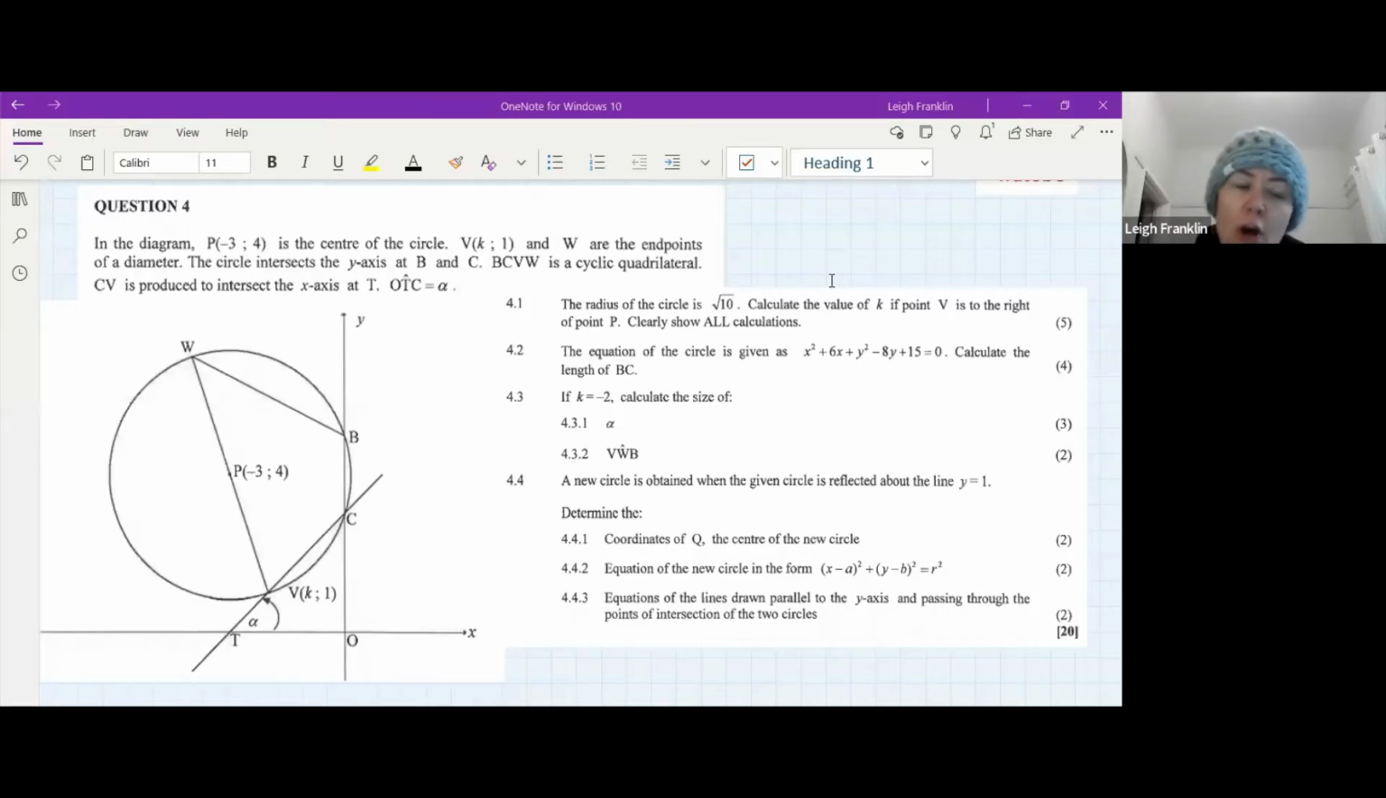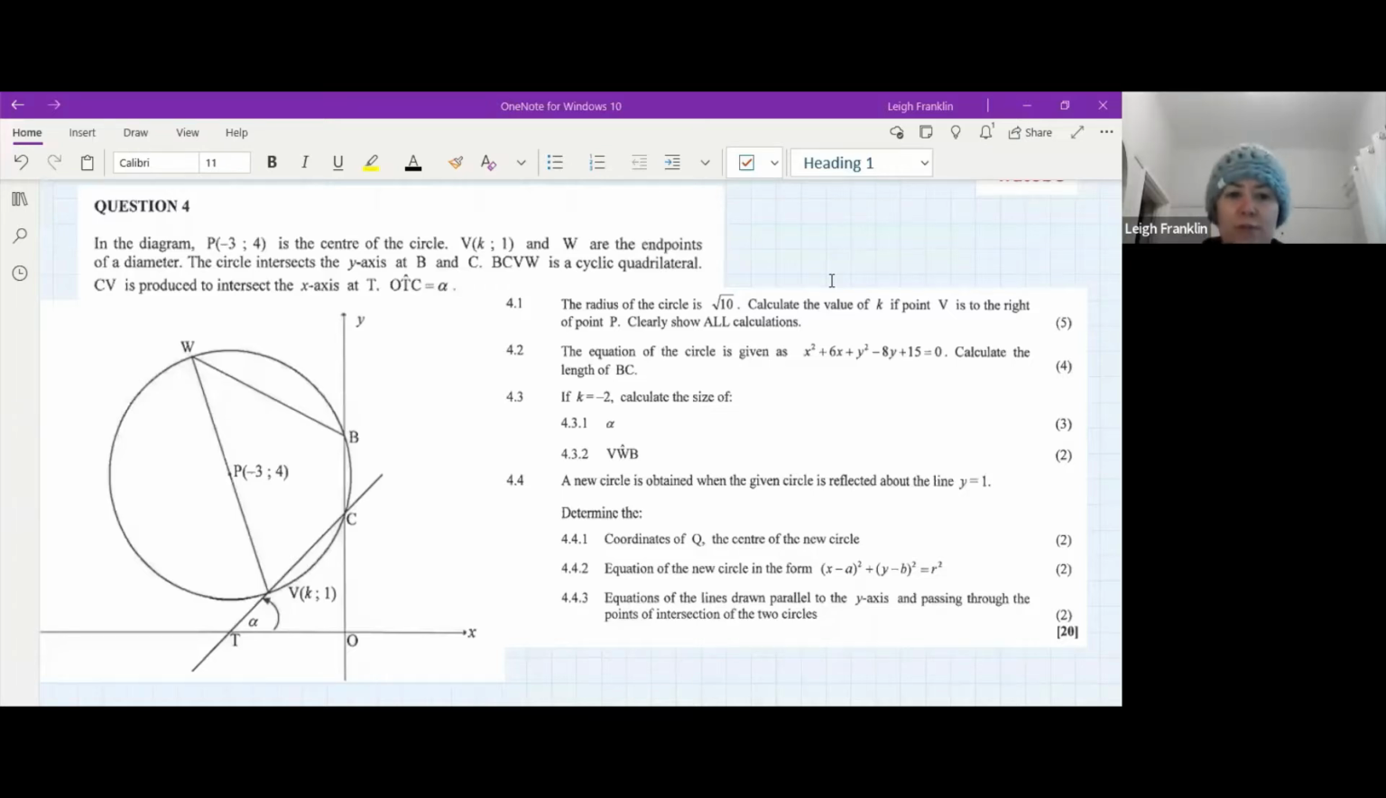The other thing that they give us, a little hint, is that BCVW is a cyclic quad. I chose this question on purpose because the other day during class, we were talking about cyclic quads and how Euclidean geometry links to this. I wanted to show you that. And then the last thing that they tell us is that CV is produced to intersect the x-axis at T. So they've just extended that line, and that means that angle OTC they've called alpha.